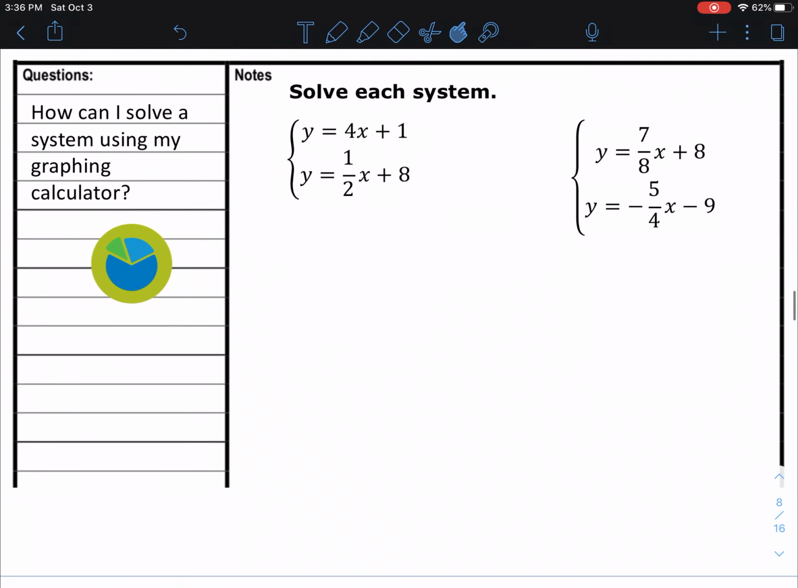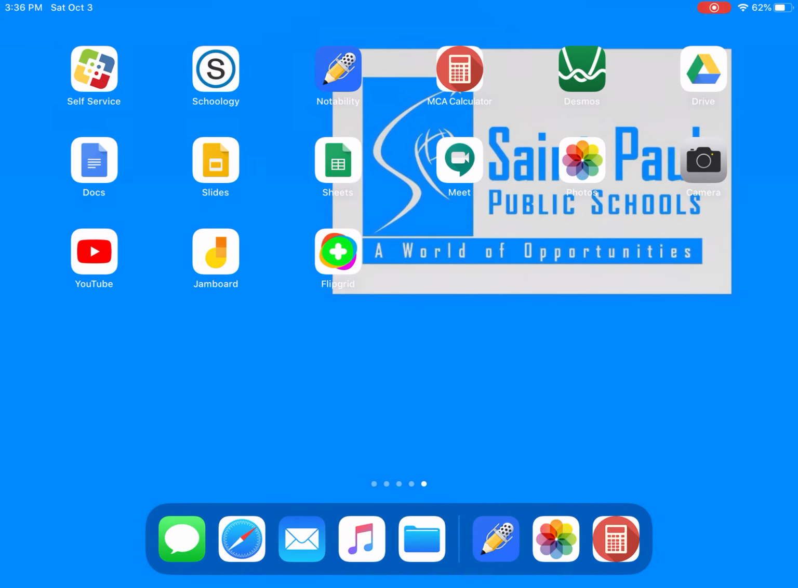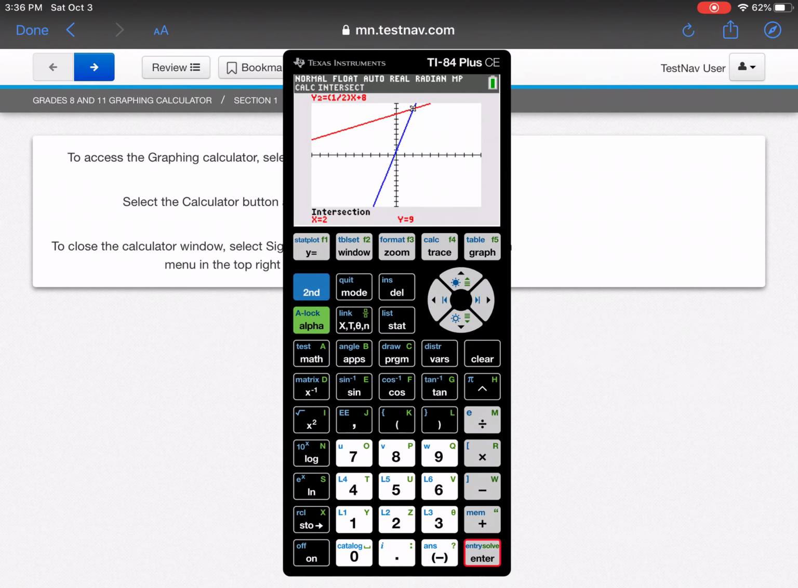So we're going to go over how to solve a system by graphing. We're going to start with y = 4x + 1 and y = 1/2 x + 8. These are both in slope-intercept form, so that makes graphing a little bit easier. That's usually the key: if they're both in slope-intercept form, I would suggest you use graphing if you can, especially if you have a graphing calculator, which is what we're going to use. You're going to want your graphing MCA graphing calculator, the orange one, so find that on your iPad and use that calculator. Okay, so now how does this work?